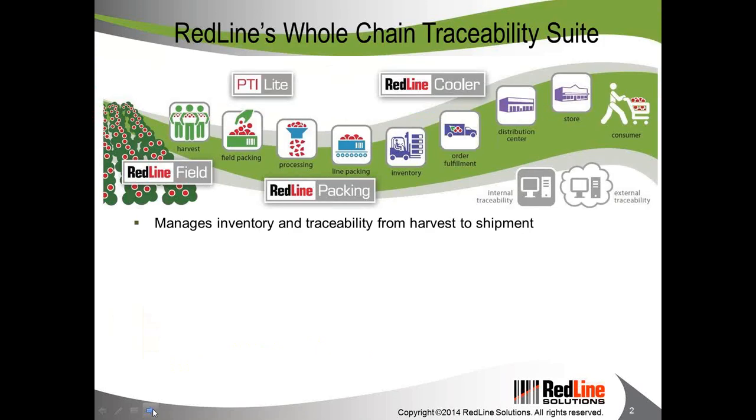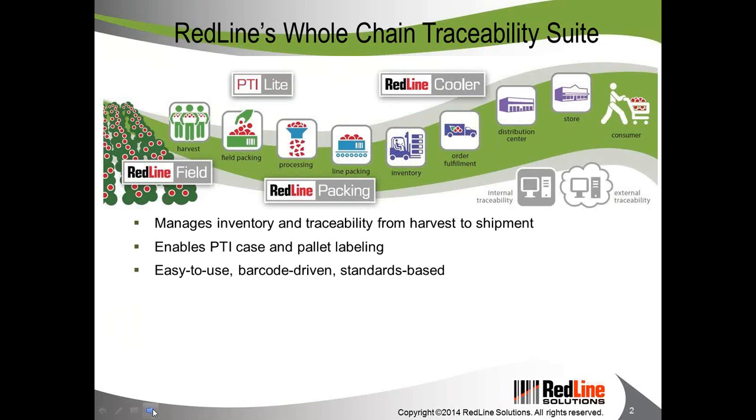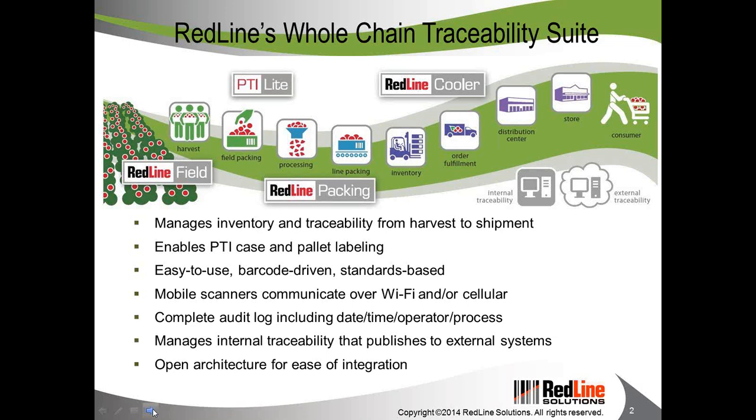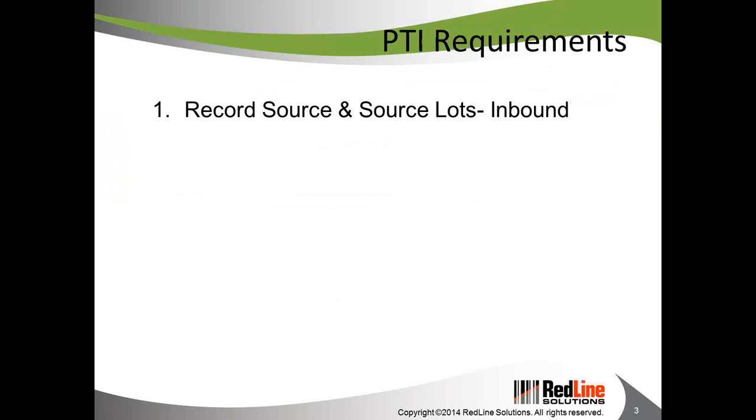Redline has a suite of products that manage traceability from the time that you receive your product from the harvest to the time that you ship it. We enable PTI case and label printing and have easy-to-use barcode-driven and standards-based software. We use mobile scanners that communicate either over Wi-Fi or cellular and provide a complete audit log that shows the date, time, and the operator for every process that is completed. We manage internal traceability and publish that information to external systems, and our open architecture allows us to easily integrate with external systems. So let's look at the PTI requirements.